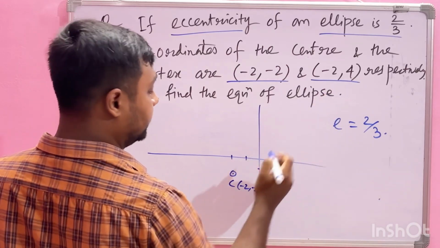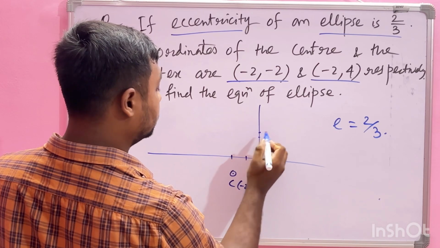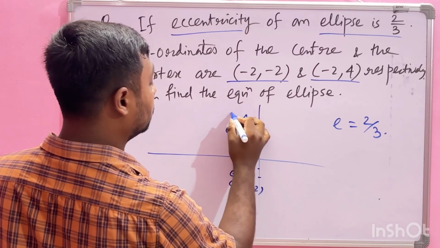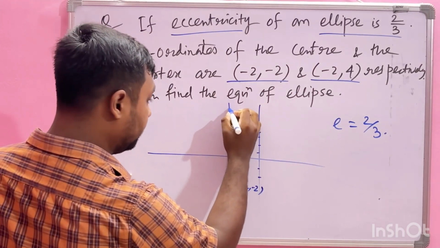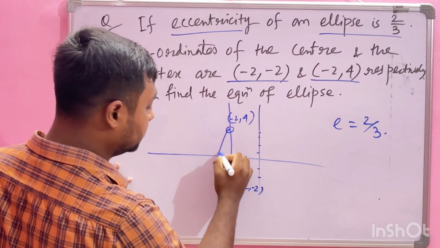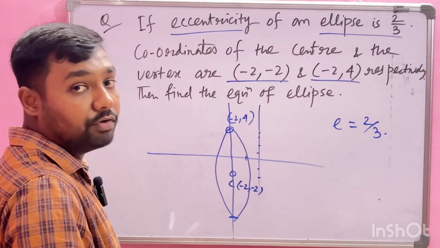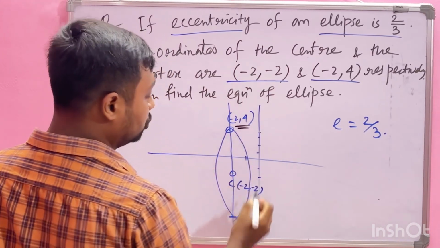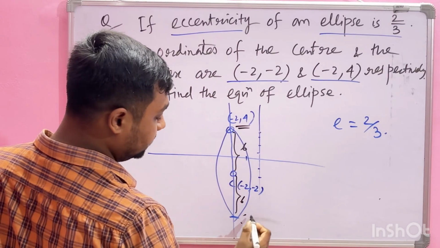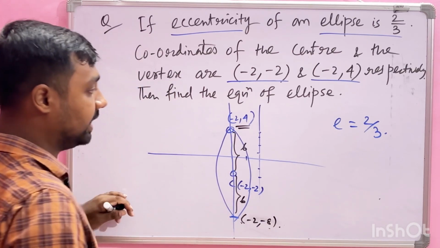Now let's plot the point (-2, 4). Suppose the point is here. So this is the vertex (-2, 4). This will be the axis of the ellipse, and the ellipse will look like this. What will be the other vertex? One vertex is (-2, 4). Since this length is 6, this length will also be 6. So the coordinate of the other vertex will be (-2, -8).